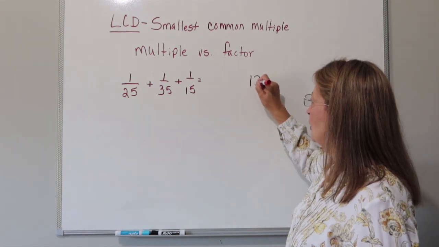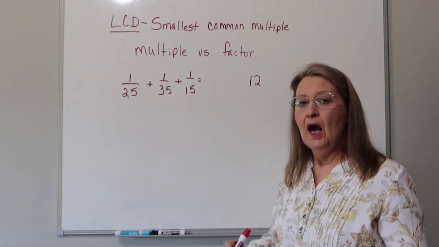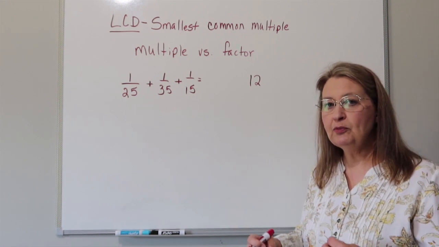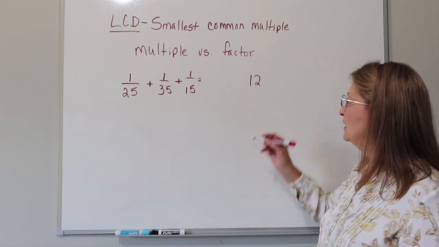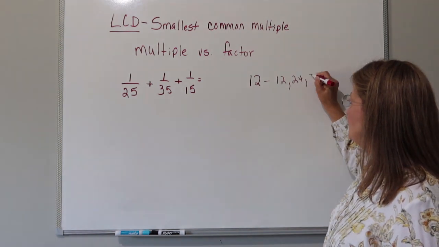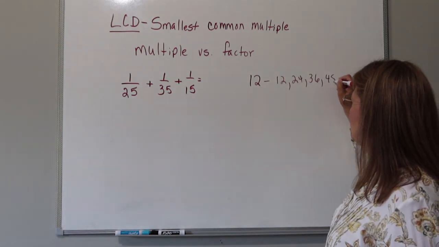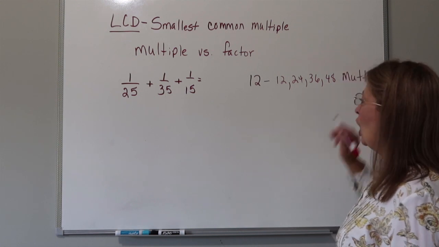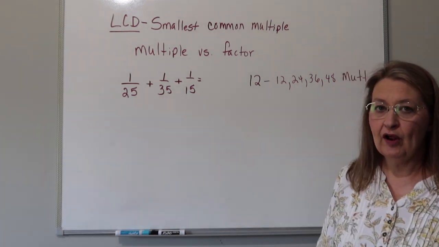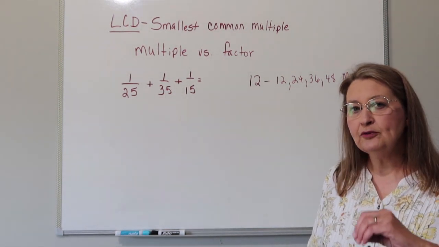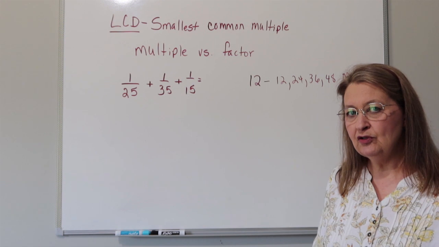Let's just take the number 12. A multiple of 12 is what you get when you multiply 12 times something else. So 12 times 1, 12 times 2, 12 times 3, 12 times 4. All of these are multiples of 12. They're bigger than the number you start with. A multiple has to be bigger than the number you start with.